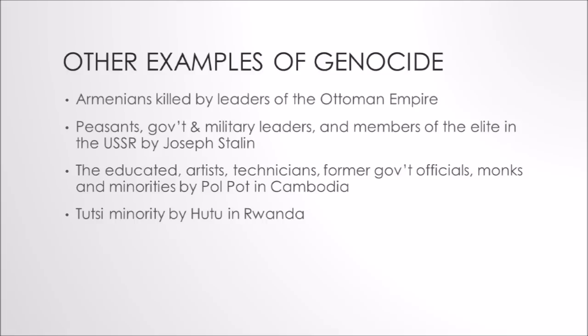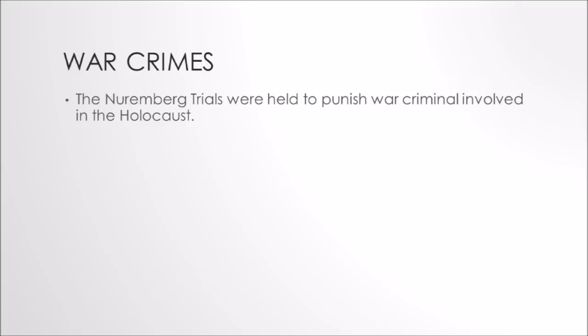There are many other examples of genocide, such as Armenians being killed by leaders of the Ottoman Empire, peasants, government and military leaders, and members of the elite in the Soviet Union killed by Joseph Stalin. The educated, artists, technicians, former government officials, monks and minorities by Pol Pot in Cambodia, and the Tutsi minority by the Hutu in Rwanda. After World War II, there were war crime trials in Nuremberg, Germany. They were held to punish war criminals involved in the Holocaust.